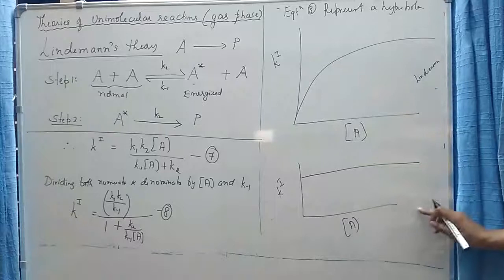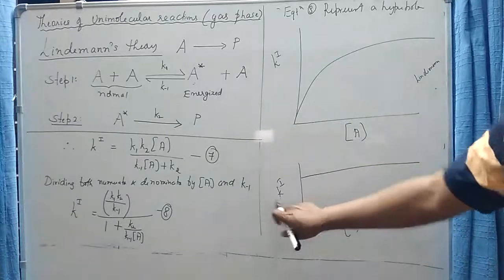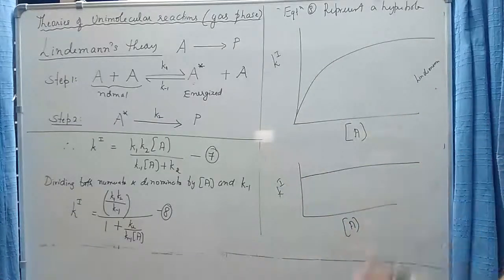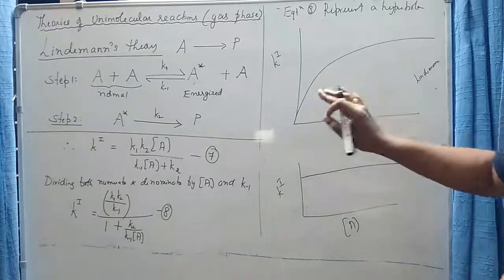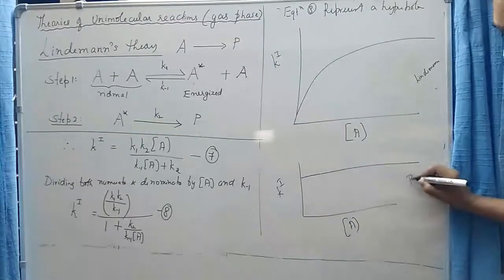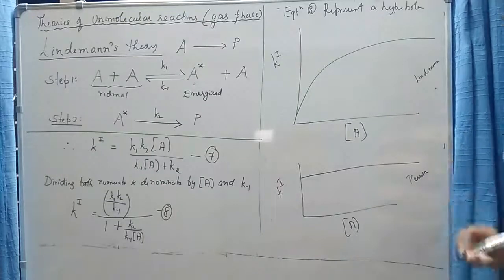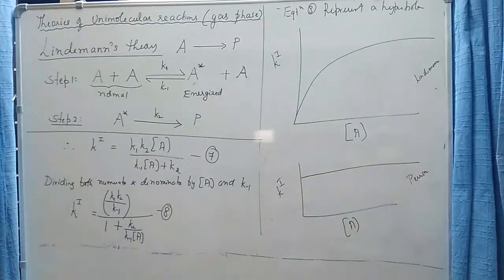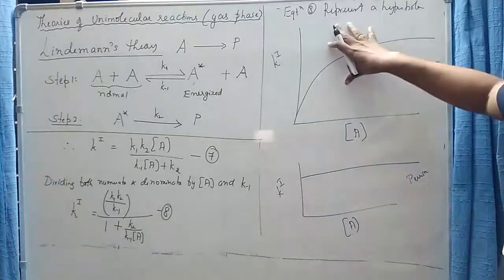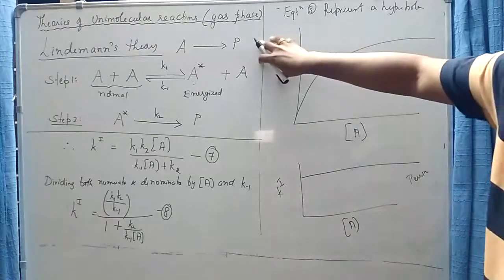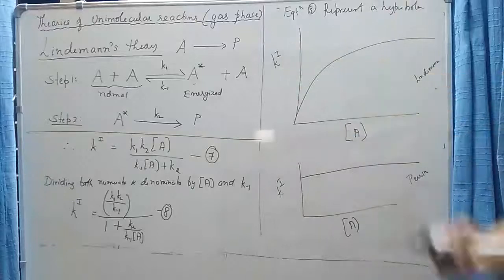Whatever is the concentration of the reactant, its value is a constant. It means it is a rate constant. But what is experimentally observed, this is the Perrin way of argument, is this behavior. So K1 actually varies with A.